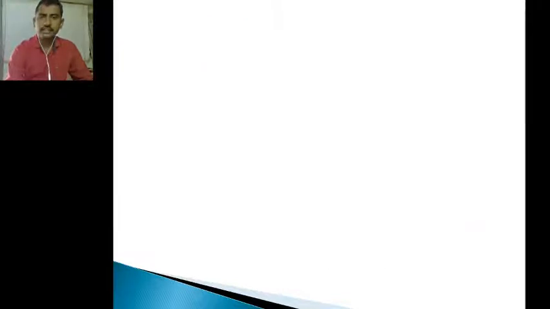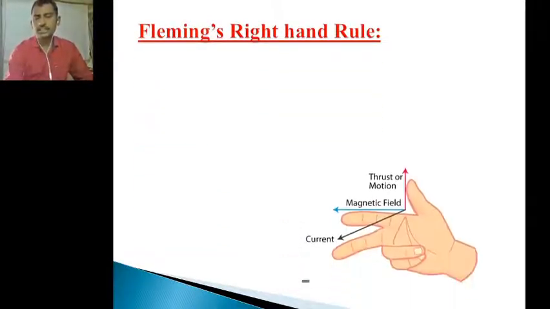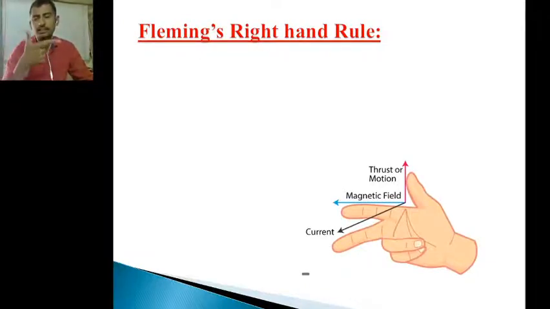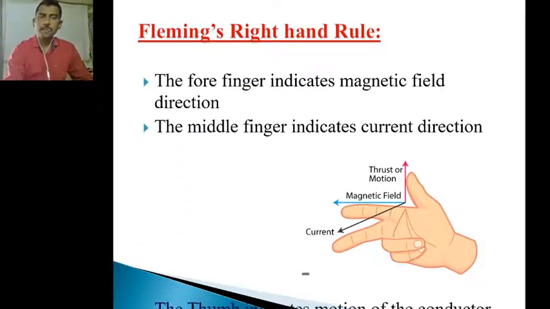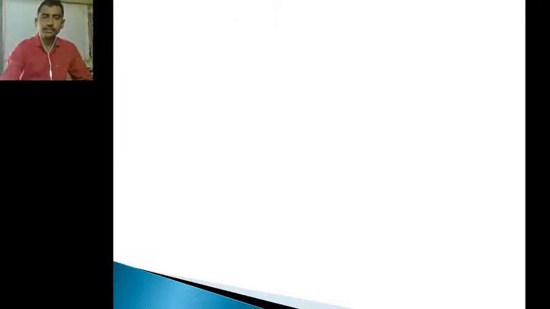However, the direction of this EMF can be decided by Fleming's right hand rule. According to Fleming's right hand rule, we stretch the forefinger, middle finger and thumb of the right hand perpendicular to each other like this. The forefinger indicates the magnetic field direction, the thumb represents the motion of the conductor, and the middle finger represents the current direction. By using these three directions, we can decide the induced EMF direction.